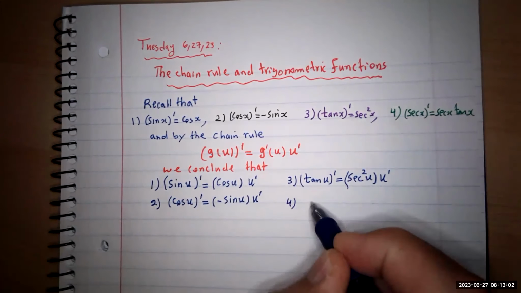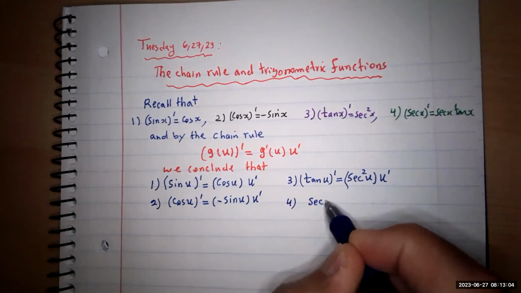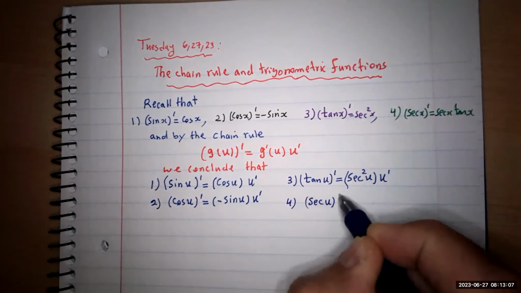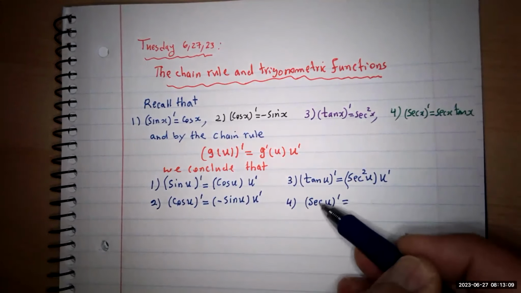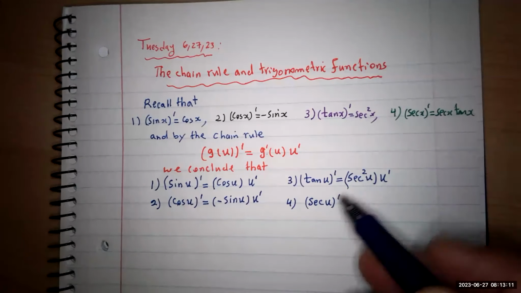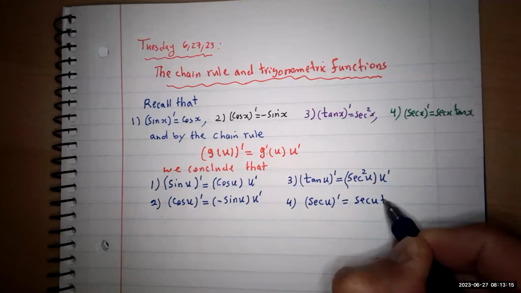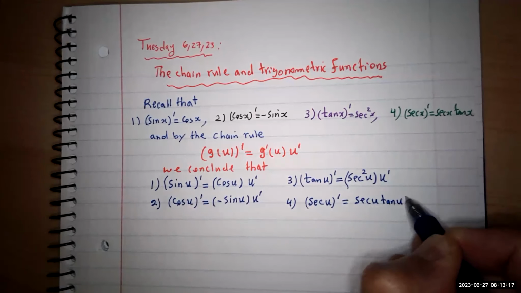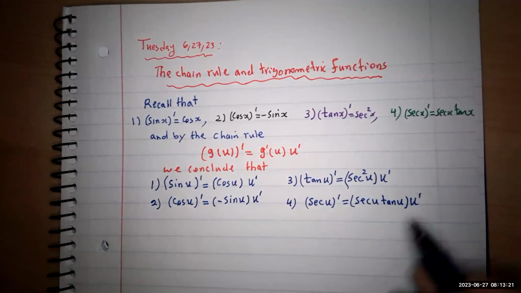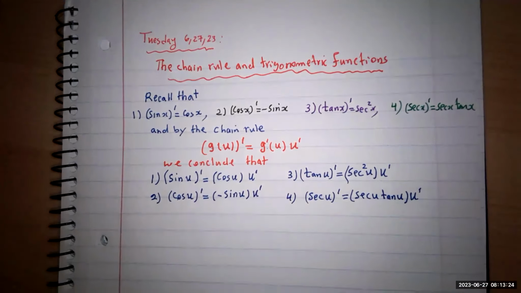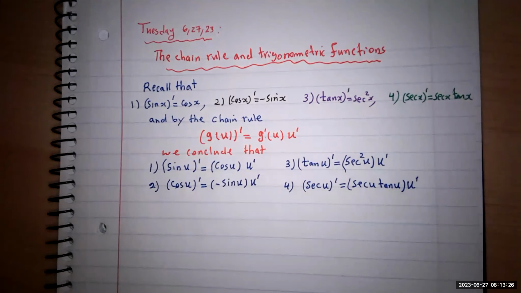Okay, same thing for the secant. Number four, what is going to be the derivative of secant of u? The outside is secant, so the derivative of a secant is secant tangent. Secant of u, tangent of u, but you have to multiply by the derivative of the inside, which is u prime. That's it. That's the application of the chain rule to the trigonometric functions.